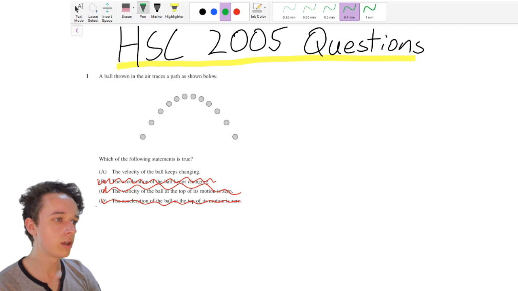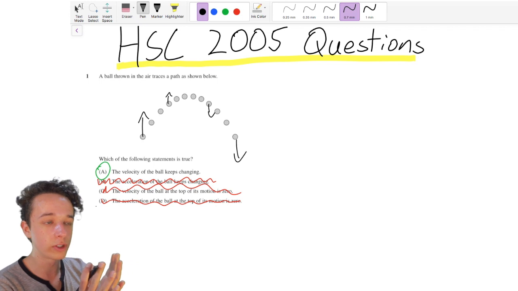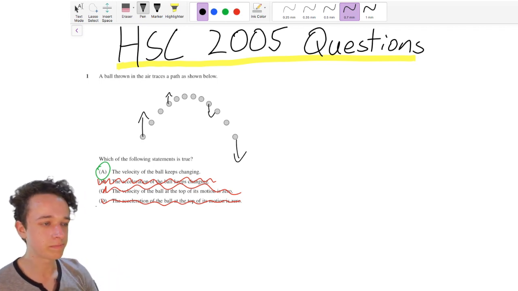So that is correct, because the velocity of the ball in the x component doesn't change, but the velocity in the y component does change, right? And so the overall velocity, when you put both of those components together, is going to be changing as well. So that's why option A is the correct answer.